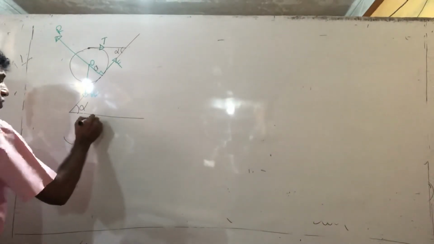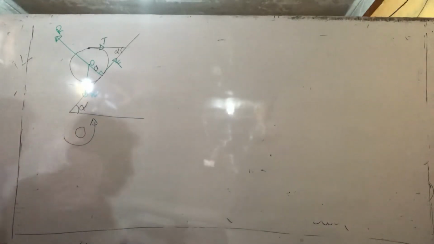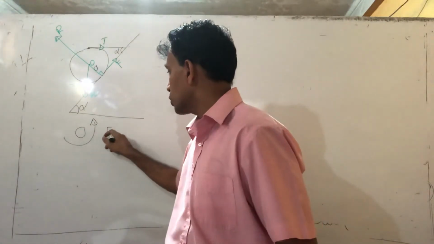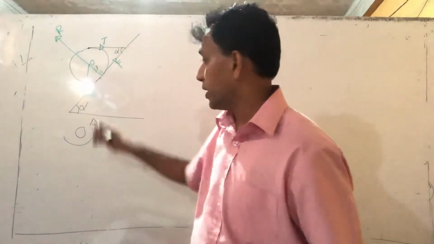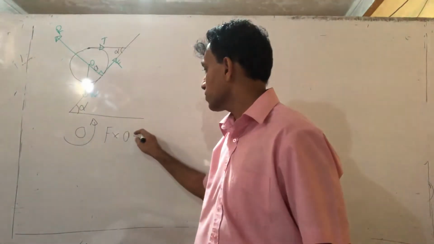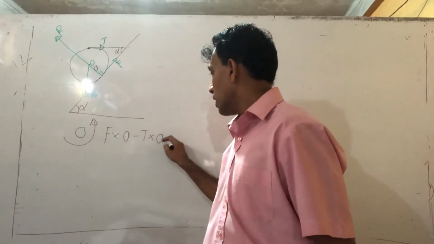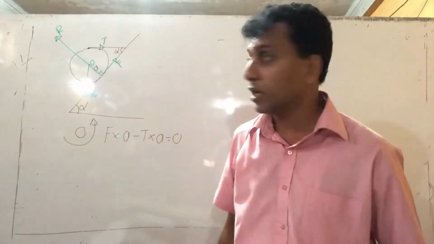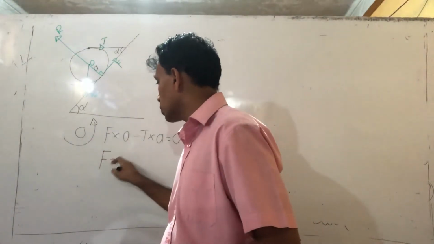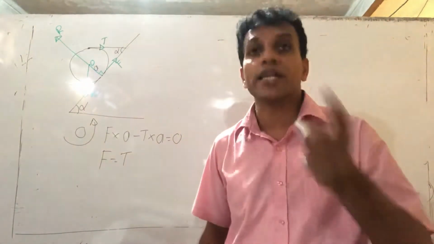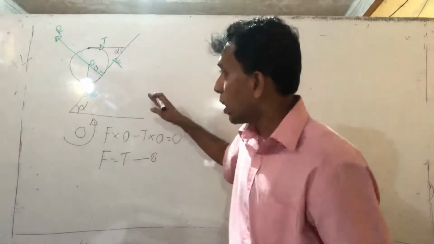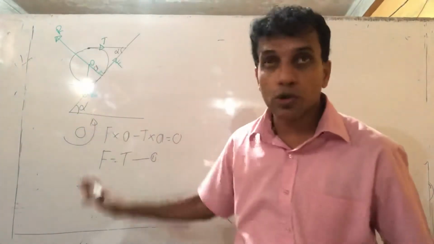Can I take the F direction? Take moments about O. What is moment? Force into distance, so F into a. Distance is radius a. And T comes the other side, minus T into a equal to 0. So a cancels, therefore F equals T. If you know the friction force, that is the tension. If you know the tension, that's the friction, right? You can't take R because R passes through O, and W also passes through O, right?